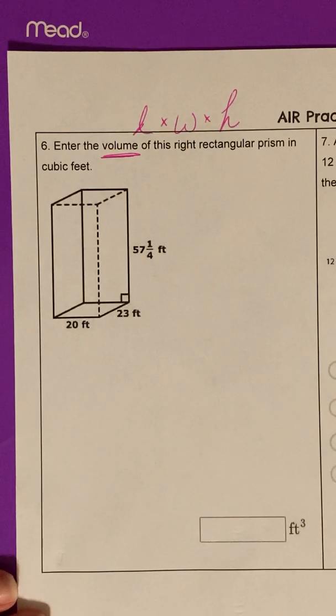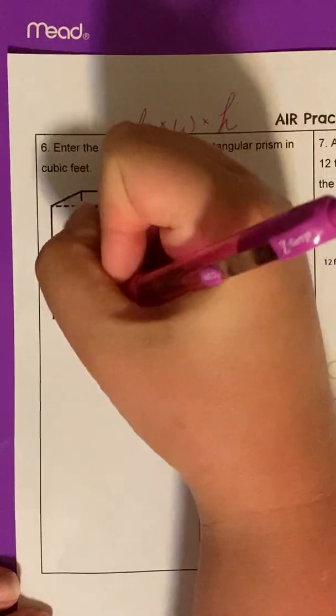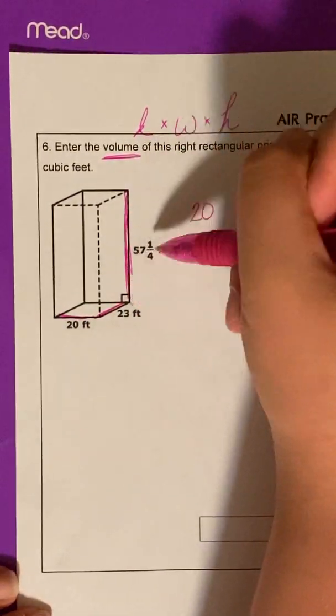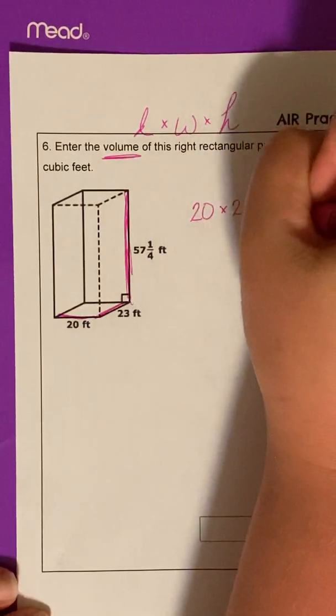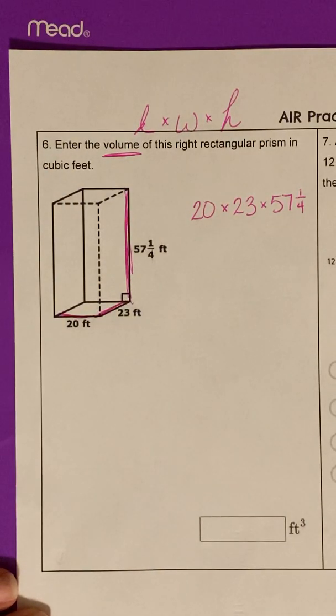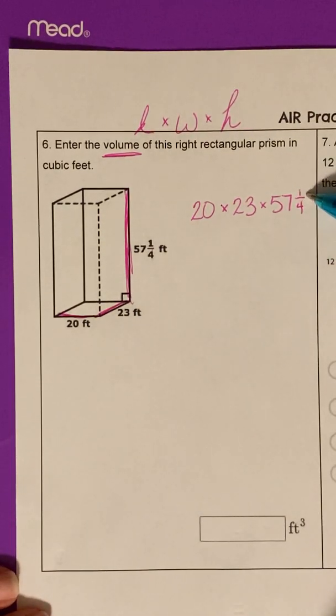Well, if we do length times width times height, we have 20 times 23 times 57 and 1/4. Now, you might not like that fraction there. You can turn that fraction into a decimal if you would like to. So all you would have to do is do 1 divided by 4.